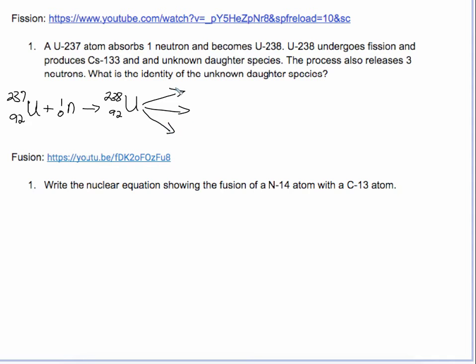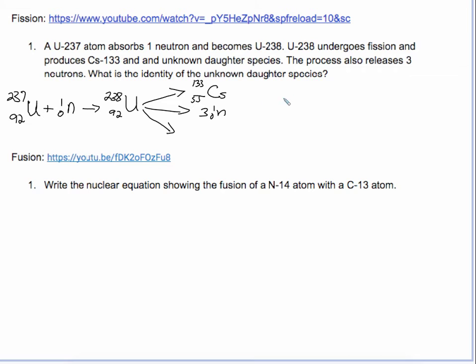One of the daughter cells, it's telling us, is cesium, and you would need to look up cesium's atomic number, and it's number 55. So you would write 55 here, and it's cesium-133. It's also going to release three neutrons, so three neutrons. And now your task is to figure out the bottom number.